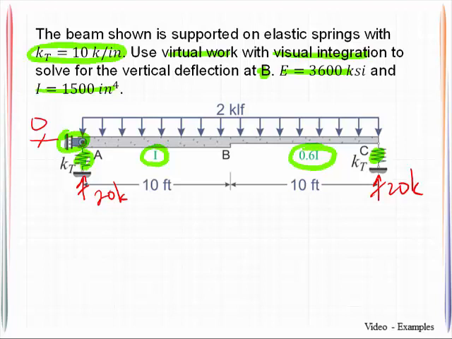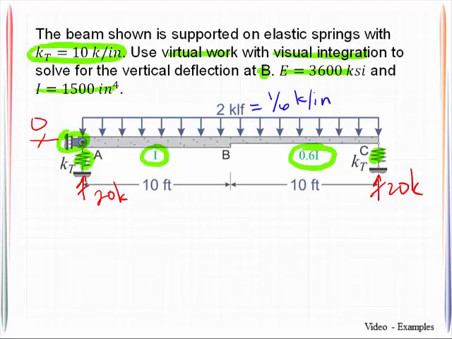Since we are going to be doing some calculations, we need to make sure we've got some consistent units. So simply take this and divide it by 12 to convert it to kips per inch. That will be 1/6 kips per inch as far as the load goes on that.